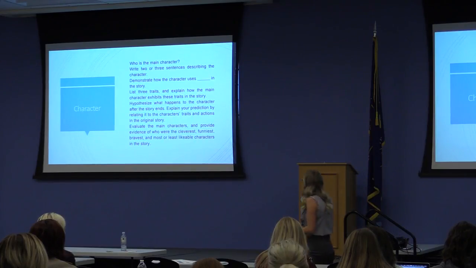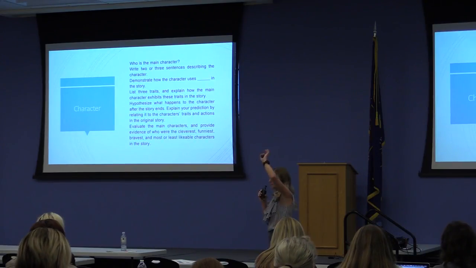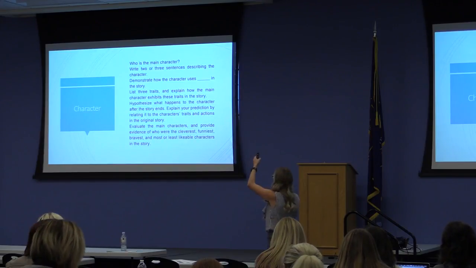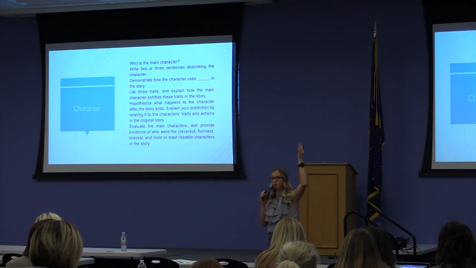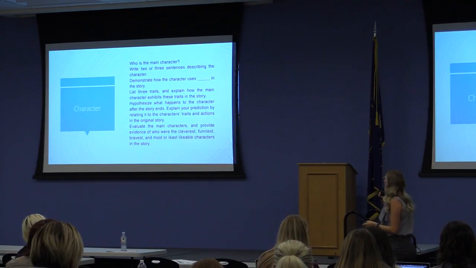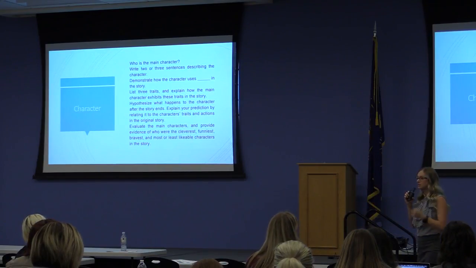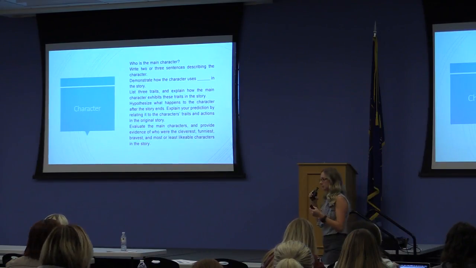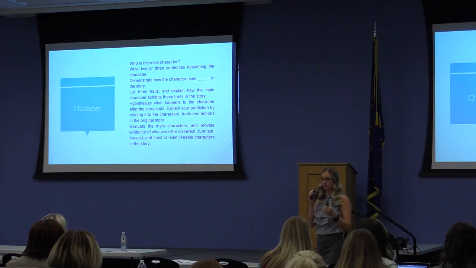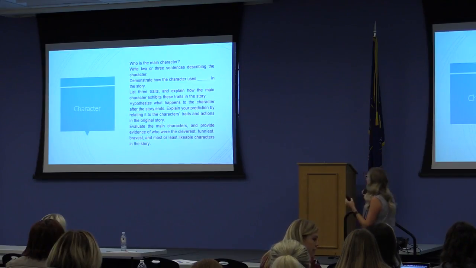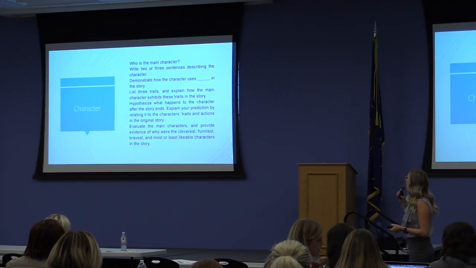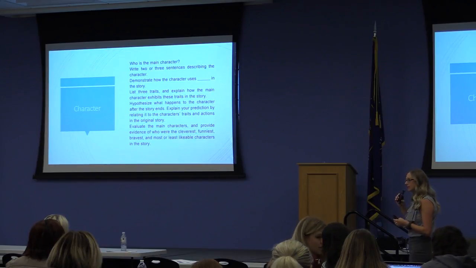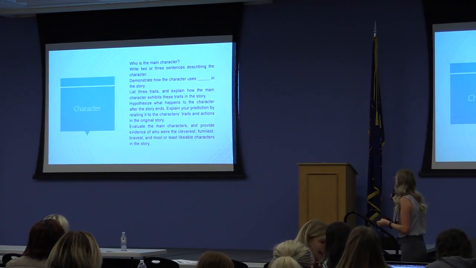Character. So this is another one where you'll notice when we start at the top, it's a little bit easier. Who is the main character? That's a DOK-1 question, right? And then eventually getting down to DOK-4. So write 2 to 3 sentences describing the character, so it's getting a little bit more difficult. Demonstrate how the character uses blank in the story, so it could be uses perseverance or, you know, that sort of thing, uses strength. List 3 traits and explain how the main character exhibits these traits in the story. It's going a little bit higher.